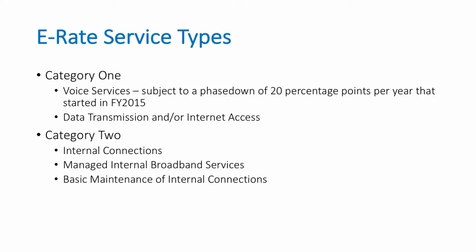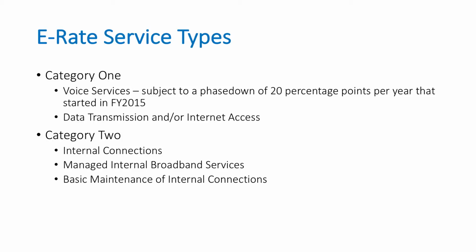So as I said earlier, Category 1, Category 2, these are the 2 types of services that the E-rate focuses on. Category 1 is your voice services, which is part of a phase down, 20 percentage points every year, and we'll get into more detail on that. Also, your data transmission or your internet, and your WAN, your wide area network. If you have that, that is eligible under Category 1 as well.